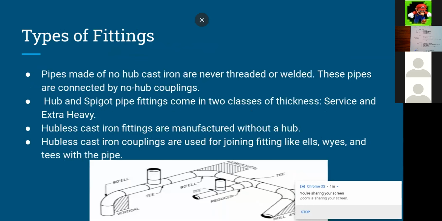Types of fittings continued. Pipes made of no hub cast are never threaded or welded. These pipes are connected by no hub couplings. Hub and spigot pipe fittings come in two classes of thickness, service and extra heavy. Hubless cast iron fittings are manufactured without a hub. Hubless cast iron couplings are used for joining fittings like L's, Y's, and T's with the pipe.